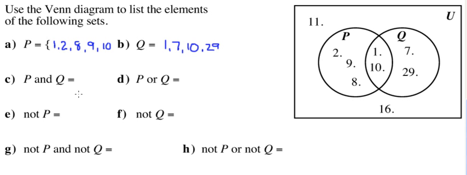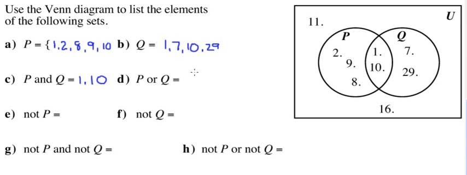They might be random. P and Q means you have to be in the P circle and the Q circle. You see where that area would be? That's 1 and 10. It's the overlap section right here. When they say and, you have to belong to both circles at once, meaning you have to be in the overlap, or what they call the intersection.